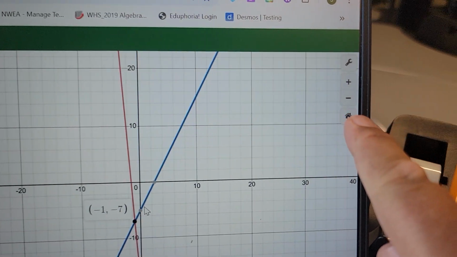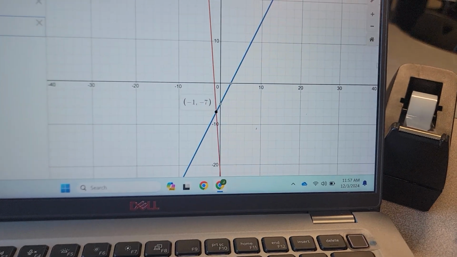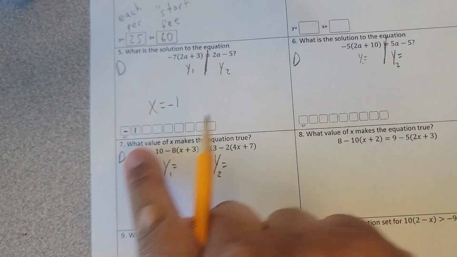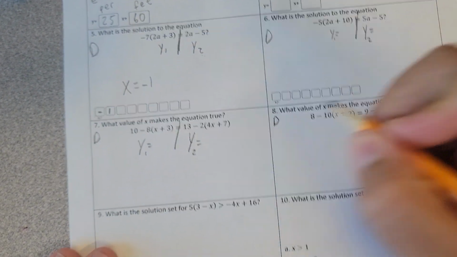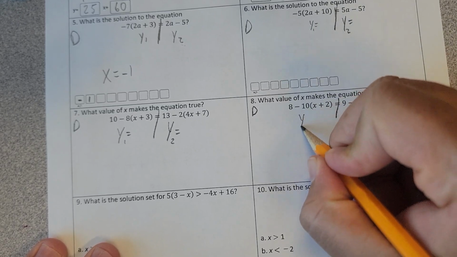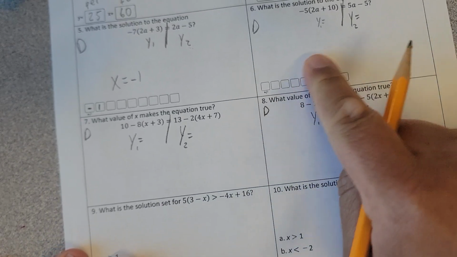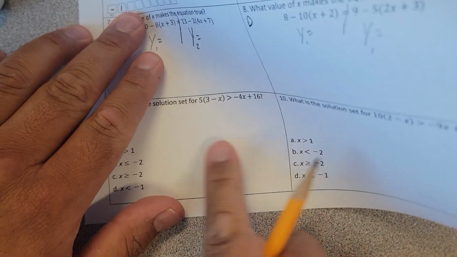And then also, guys, to fix this, just go to where it says home. If you see that little house, hit it and it'll go back to normal. Okay. So that's Desmos. Y1 equals, y equals number 1. Desmos. These are a little bit different.